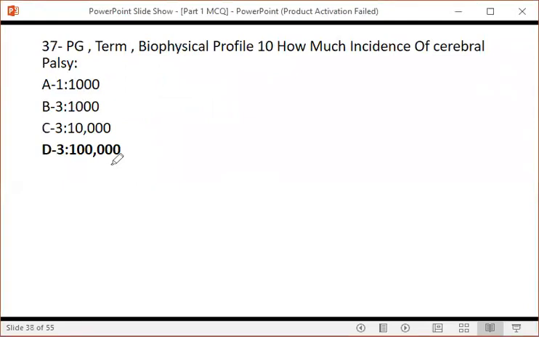A primary gravid term by physical profile 10, ما شاء الله تبارك الله. How much is the incidence of cerebral palsy? It's very rare, about 3 in 100,000. 3 in 100,000. No need to know more than this information.